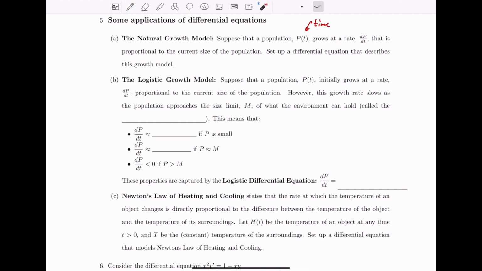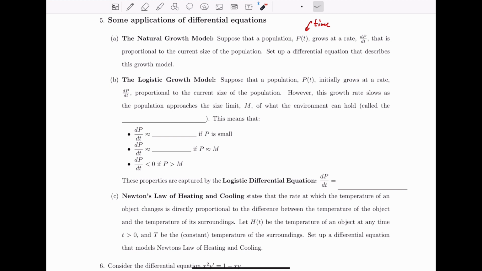Let's suppose that the population grows at a rate, and here dP/dt, we want to think of that as the rate of change of the population. So suppose that a population grows at a rate that is proportional to the current size of the population. We want to set up a differential equation that describes this growth model.